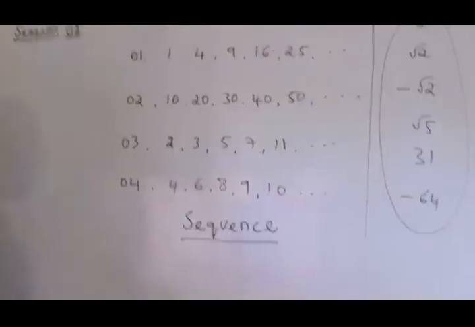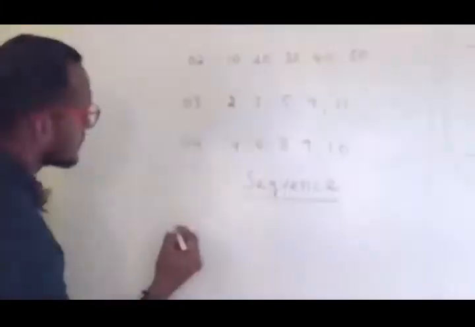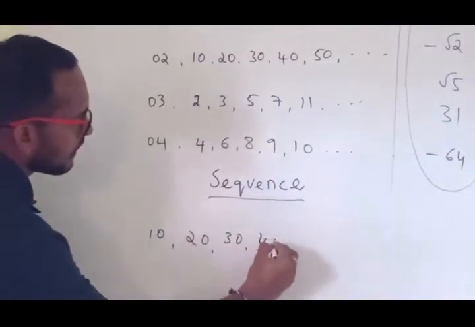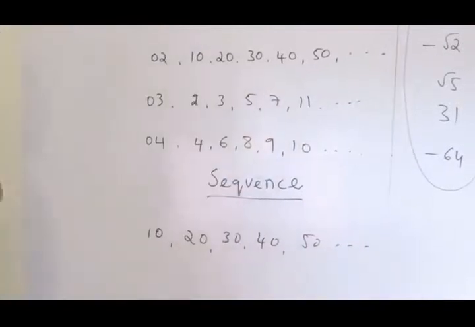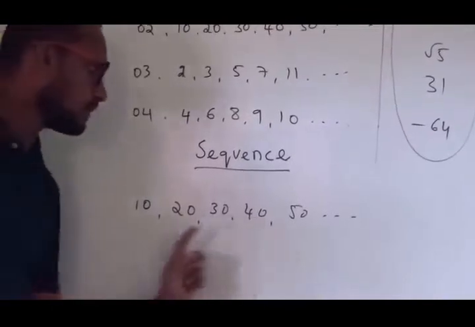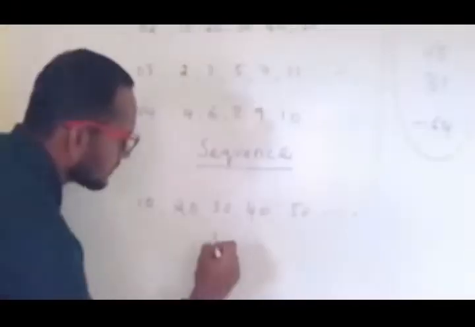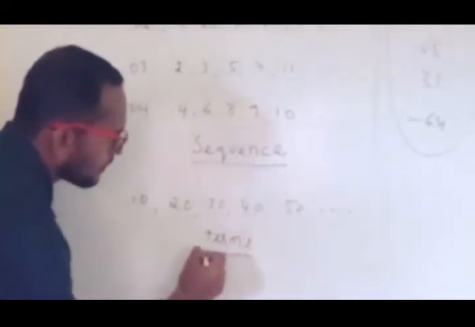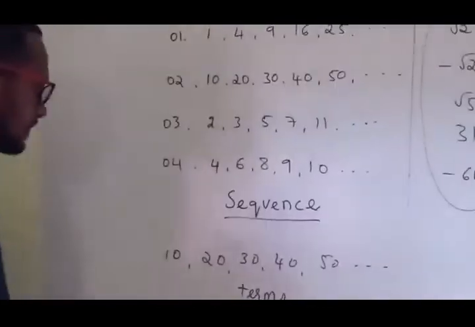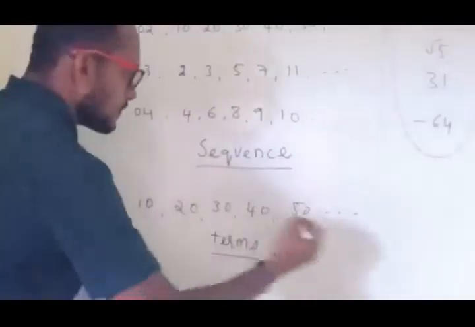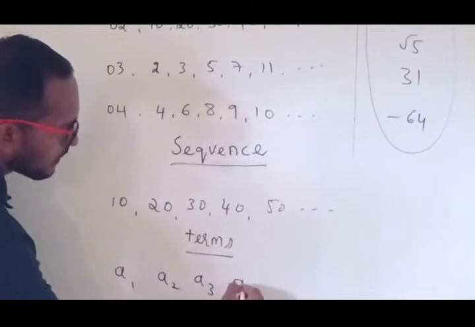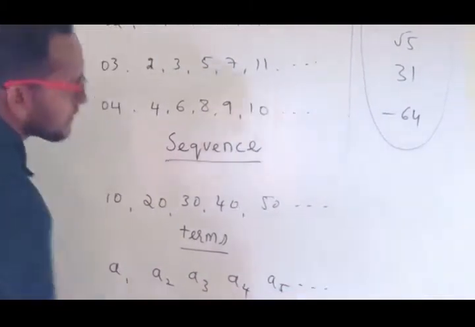Next, suppose you take a sequence, say the second sequence: 10, 20, 30, 40, 50 and so on. Each number in the sequence we can call a term of the sequence. So keep in mind what a term is: each number of a sequence is called a term of the sequence. You can represent each term by using definite symbols like A1, A2, A3, A4, A5 and so on.